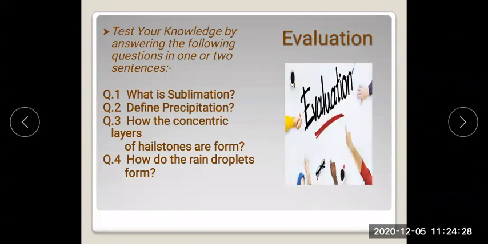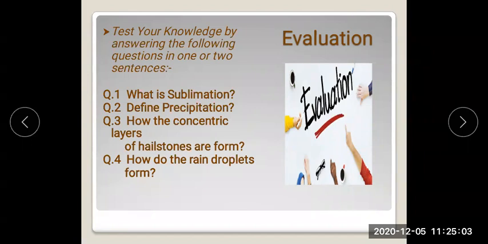So students, here it was our first part of this chapter number 5, precipitation. Yes, today we have studied how the rain droplets form, the three major forms of precipitation, how the hailstones form, why they do not occur in all regions, and what we studied in the introduction as previous knowledge. All those learning outcomes we have studied in this part 1 in today's class.